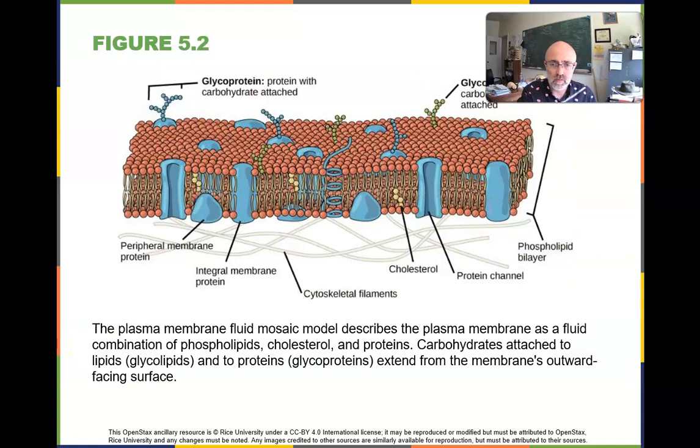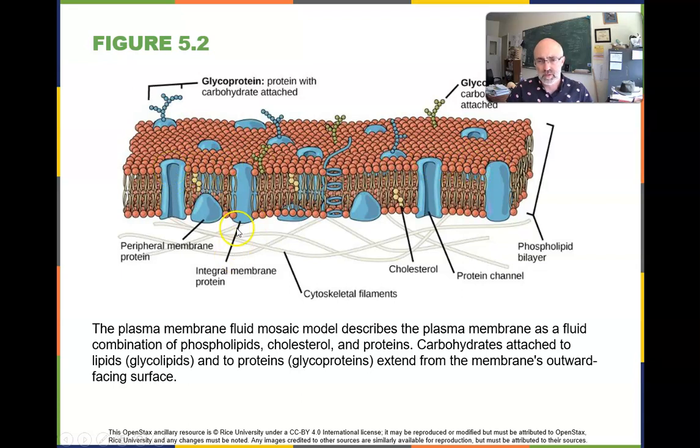Okay. So the model, and this is called the fluid mosaic model. A model is just a way to take something very complex and make it simple such that you can wrap your head around what's going on. The fluid part implies that the lipid bilayer, here shown in yellow and red, is not a solid. It's a fluid structure that can move and change, and the mosaic part is talking about these different molecules that are embedded into the lipid bilayer.